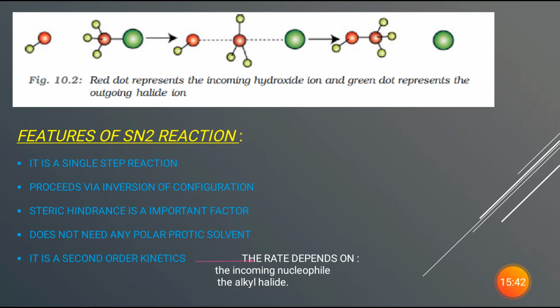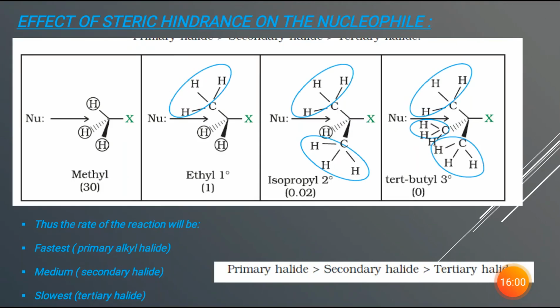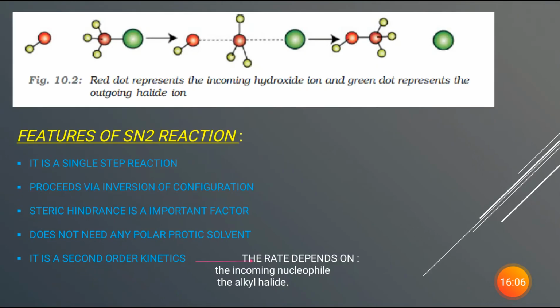Okay, features of SN2 reaction. It is a single step reaction. I told you before, this proceeds via inversion of configuration. As I told before, racemization and inversion of configuration I will teach when we go for optical activity. Steric hindrance is an important factor. You can see in the previous slide which is the fastest reactive, primary, and the least reactive is tertiary. This does not need any polar protic solvent. Even if a single nucleophile is present, that's enough. The reaction will go on. It is a second order kinetics. You can see that the rate depends on the incoming nucleophile and the alkyl halide.